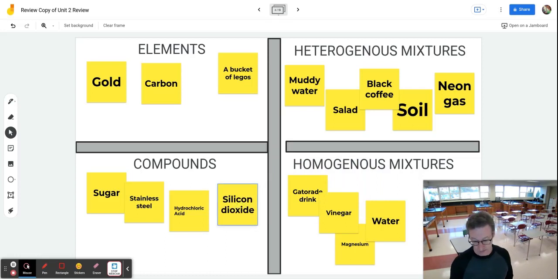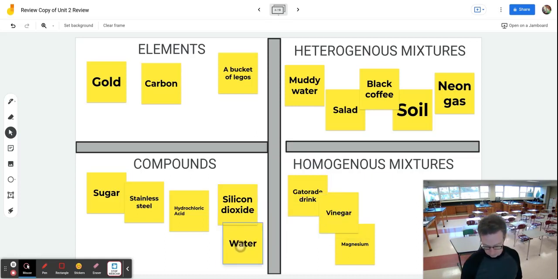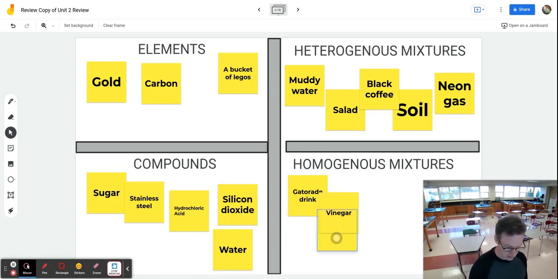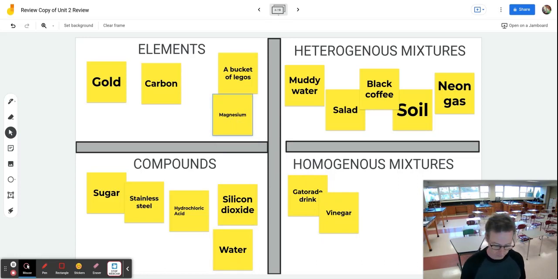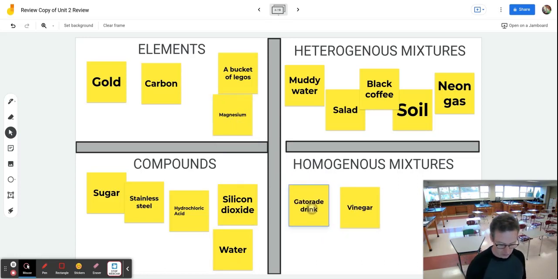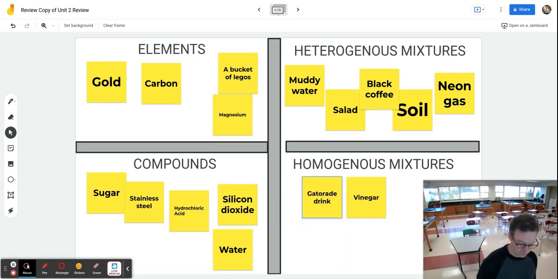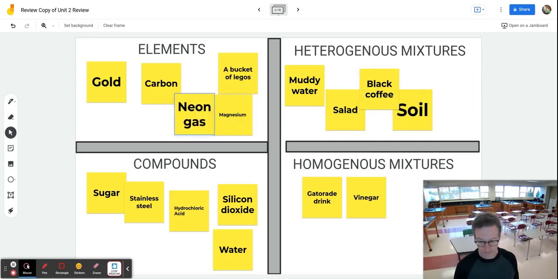Silicon dioxide, so you've got two elements, silicon and oxygen. That makes it a compound. Water, we know that's a compound, H2O. Magnesium, that's on the periodic table, so that's an element. Vinegar is actually a solution, right? It's mostly water, but it has something called acetic acid dissolved in it. So it's a mixture, but it's homogeneous because it's very uniformly distributed. Neon gas, the fact that it's a gas doesn't really matter. It's just that neon is an element that's a gas at room temperature. Again, neon, if it's on the periodic table, put it in elements, don't even have to think twice about it.